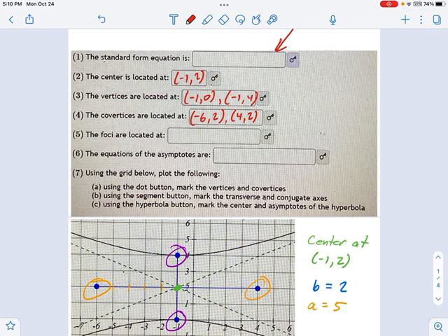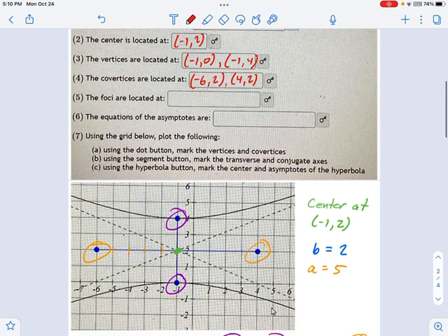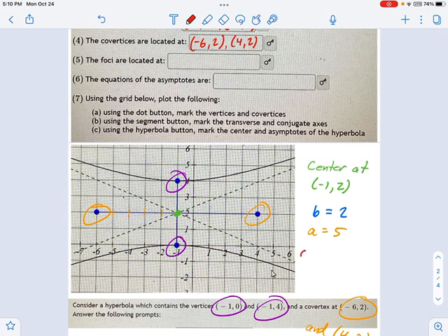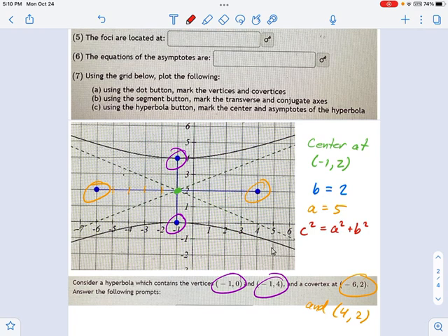And the foci we haven't talked about yet, so that will require a little bit of math. Remember the equation for foci: C squared equals A squared plus B squared. It's the Pythagorean theorem equation. So for this, C squared equals, let's see, A squared was 25, B squared was 4, so that means C equals square root of 29. Now, because this is vertical, we go up and down from the center by that amount.